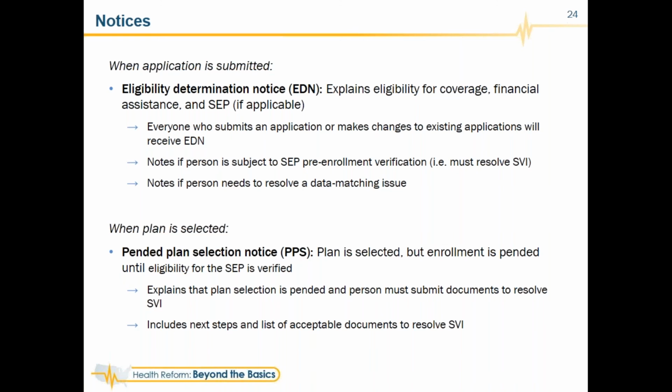So when a consumer has an SBI and also selects a plan that is pended, they will get a pended plan selection notice. And that notice will explain that the enrollment is pended until eligibility for the SEP is verified. And it instructs consumers to submit documents and lets them know which kinds of documents can be used to verify eligibility for that SEP.